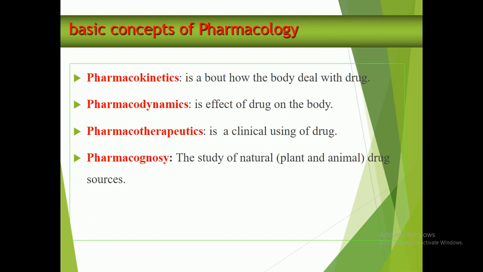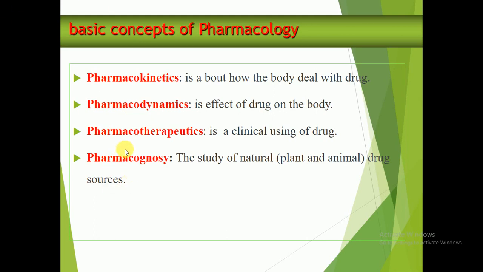In pharmacodynamics we are also studying the clinical indication of the drug, its dose, and dosage forms. What are the side effects and adverse effects of the drugs? They directly come under the category of pharmacodynamics.